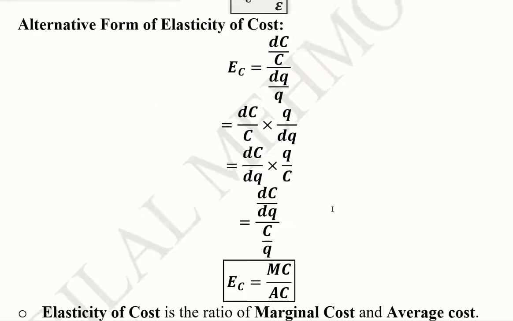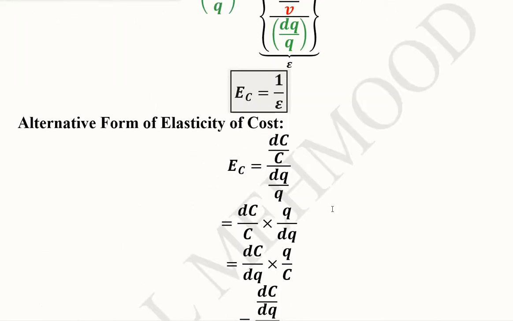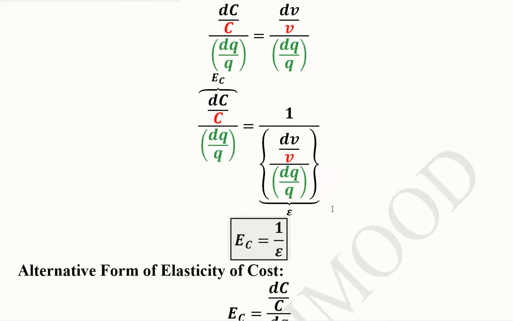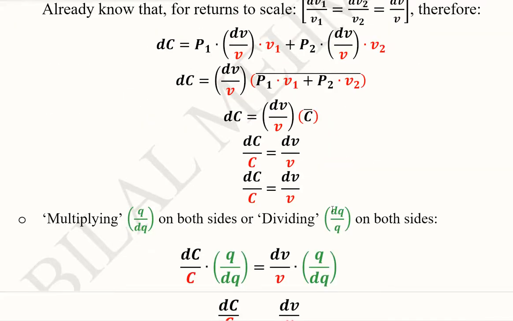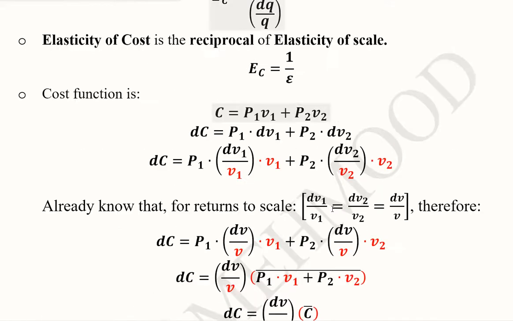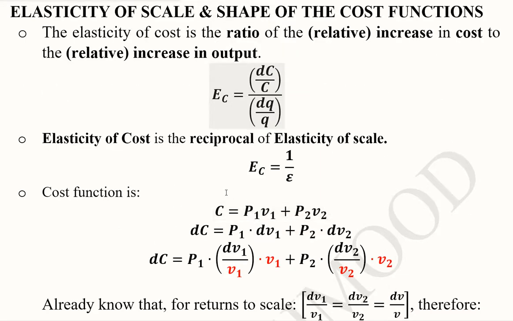So this was the topic of elasticity of cost, its relationship with elasticity of scale, and also the link between elasticity of scale and the shape of the average cost curve.